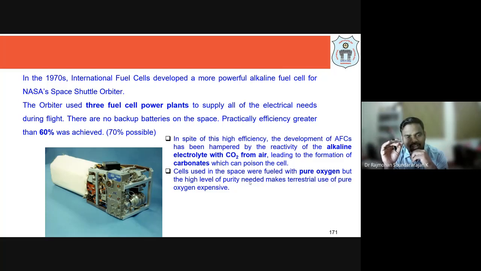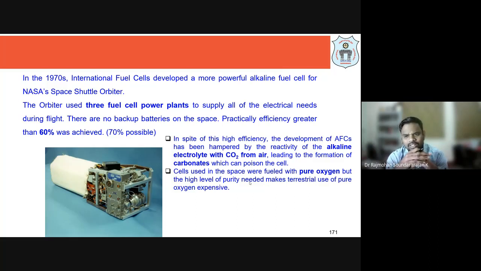They didn't even have any alternative backup plan for having energy. Okay, so that was the efficiency with which these fuel cells are working. And in spite of the high efficiency reported, the development of alkaline fuel cells had some limitations.